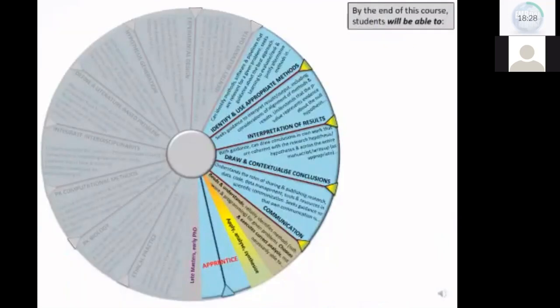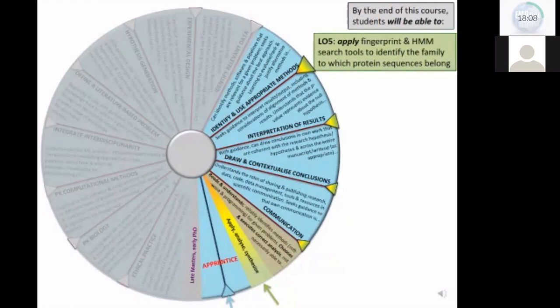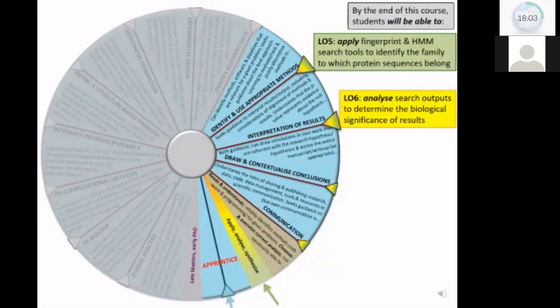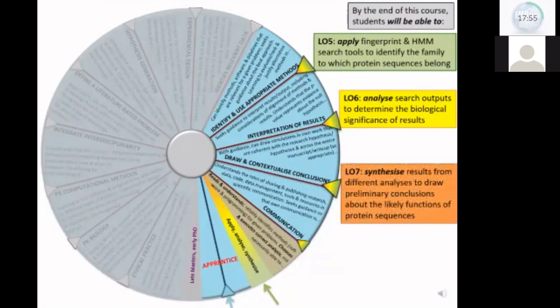Appropriate apprentice level apply, analyze, and synthesis LOs for identify and use appropriate methods might be that by the end of the course, students will be able to apply fingerprint and HMM tools to identify the family to which protein sequences belong. Or for interpretation of results, by the end of the course, students will be able to analyze search outputs to determine the biological significance of results.